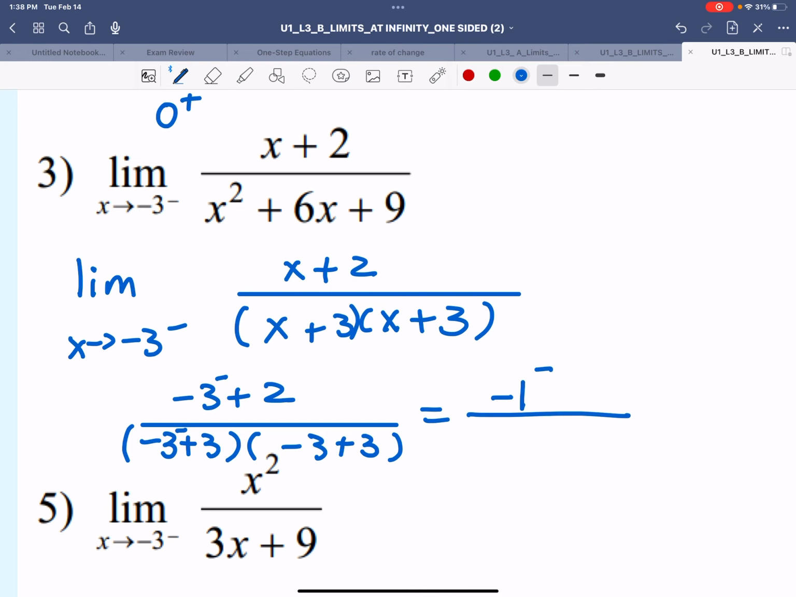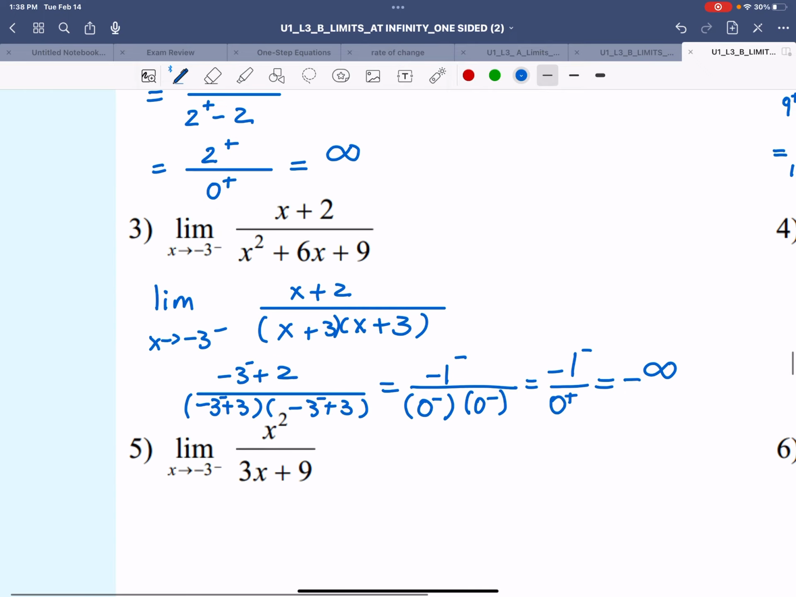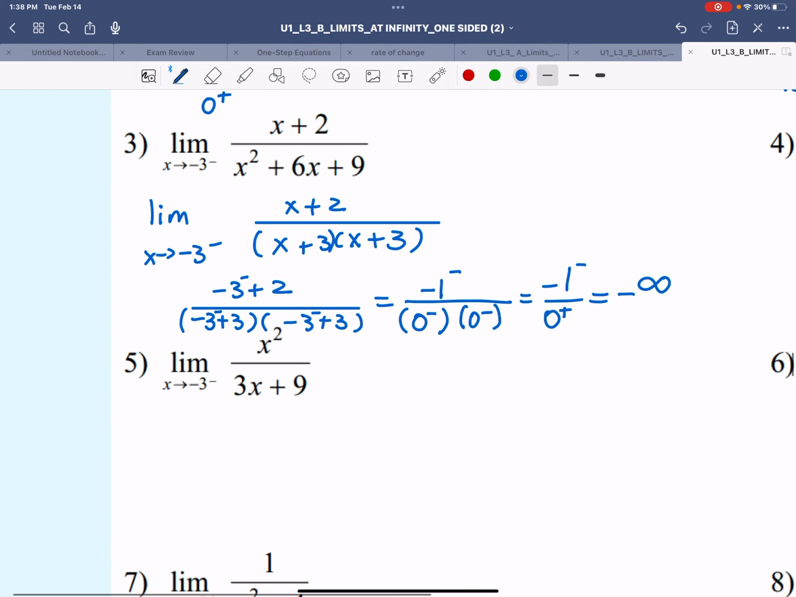And negative 3 minus plus 3 would be negative 3.0001 plus 3. So that's a 0 minus, multiplying a 0 minus again. So we have a negative number in the numerator. The two 0 minuses will give a 0 plus, and a negative constant divided by 0 plus will give negative infinity. So the limit will be negative infinity.